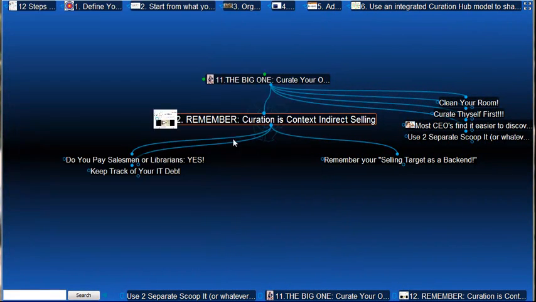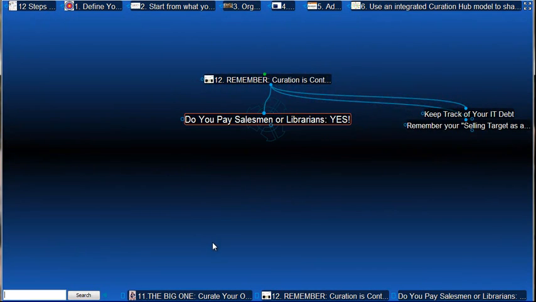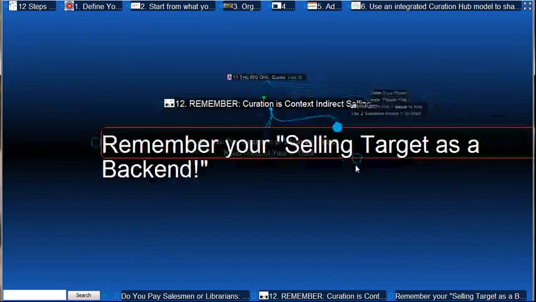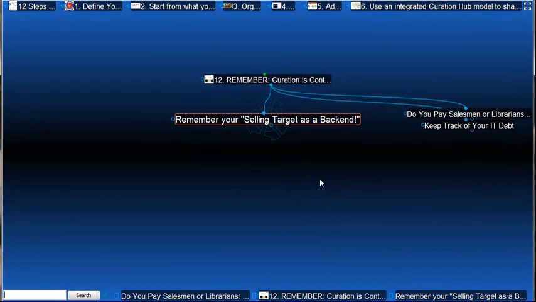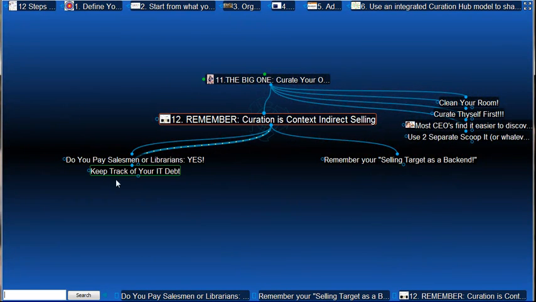And this new world of data and digital information is going to help corporations and companies, first of all, organize their own content better and promote the content that they already have better, because ultimately the membrane between your own internal content and your organizations and your marketing content is going to become thinner and thinner. So do you pay a salesman or a librarian in your organization? And yes. Make sure that your librarians study sales. Make sure that your salesmen study librarian curation, specifically. When I say curation, librarian here, I mean curation. Okay? Remember, always remember your selling target or your back end. What are you selling? It's all indirect sales. Keep track of your IT debt.